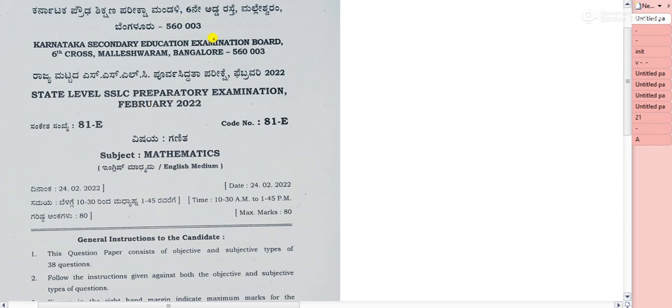So in today's video I will be solving all the 3 marks questions. Okay, 3 marks questions from this paper, the State Level SSLC Preparation Examination, which was conducted on 24th February. Till now I have solved the solutions of MCQ 1 marks, 2, 4 and 5 marks questions.